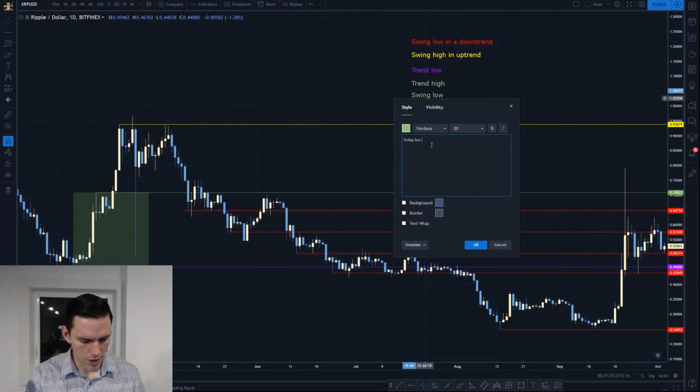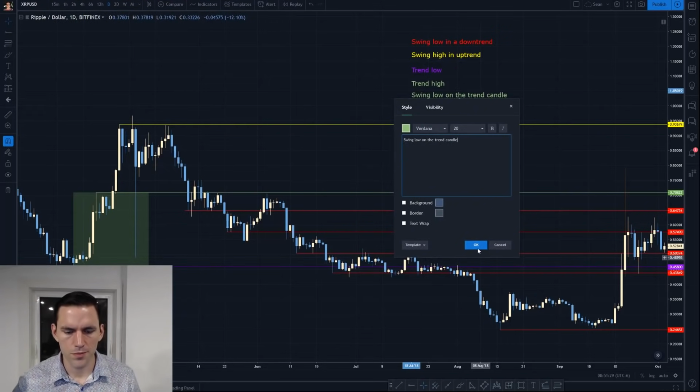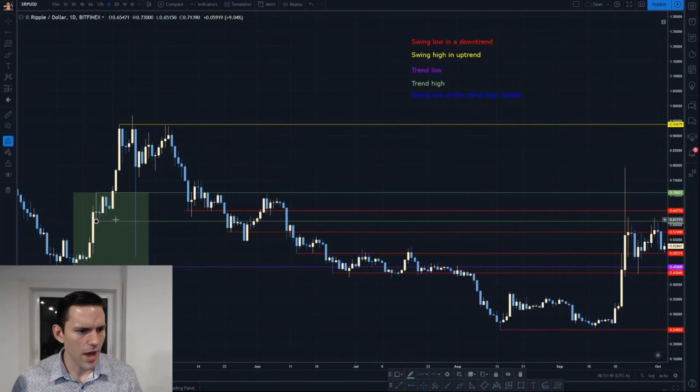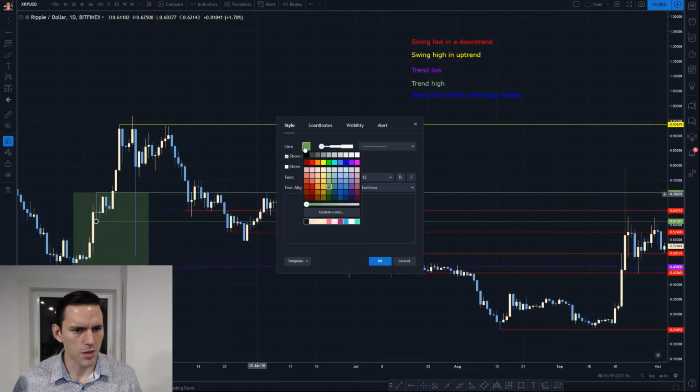We're gonna have the swing low of the trend candle. Swing low of the trend high candle. And that's gonna be, we'll go dark blue. Okay, so now we have the swing low. And you remember how I said we're marking out swing lows and swing highs?